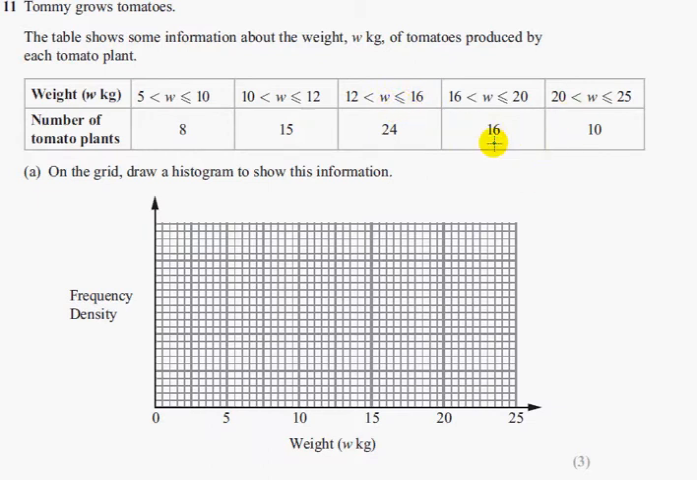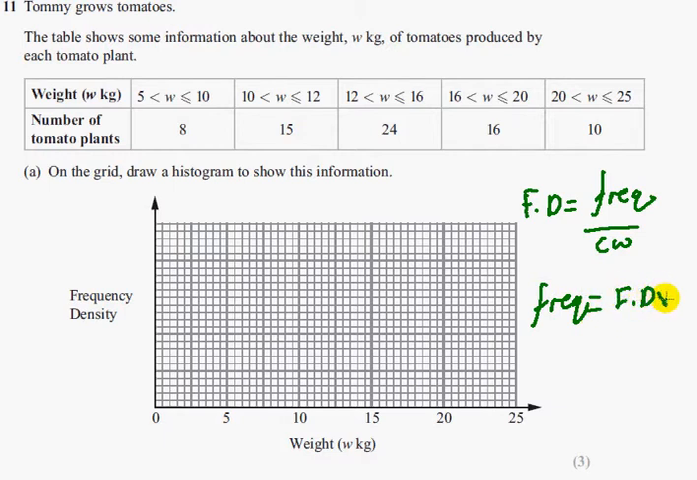Okay, so there are 2 formulas you need to know for frequency density for the histogram. Frequency density equals frequency divided by the class width, and frequency therefore equals frequency density times class width. I hope you can see that.